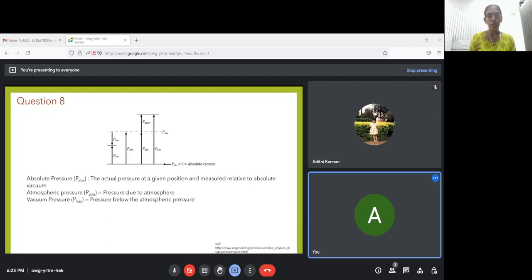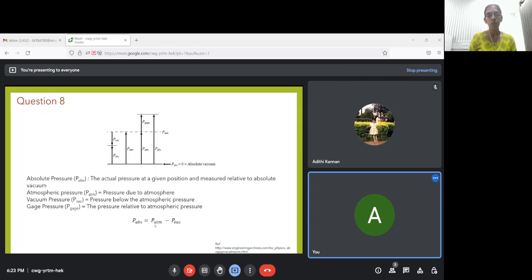Vacuum pressure is the pressure measured below the atmospheric pressure. So in this case, this is your P absolute, that is measured from the absolute vacuum, but this pressure is below the atmospheric pressure. So this particular pressure is known as vacuum pressure, the pressure below the atmospheric pressure. And the gauge pressure is the pressure relative to the atmospheric pressure, as shown in the figure.